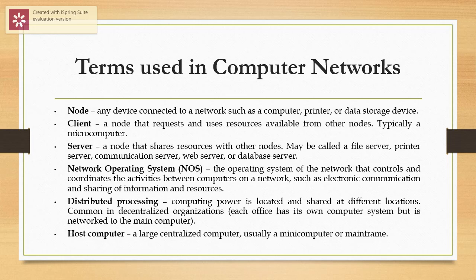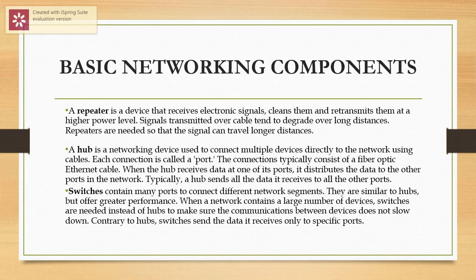We also have distributed processing, which is computing power is located and shared at different locations. Common in decentralized organizations. For example, each office has its own computer system but is networked to the main computer. We also have a host computer, and this is a large centralized computer, usually a microcomputer or a mainframe computer.